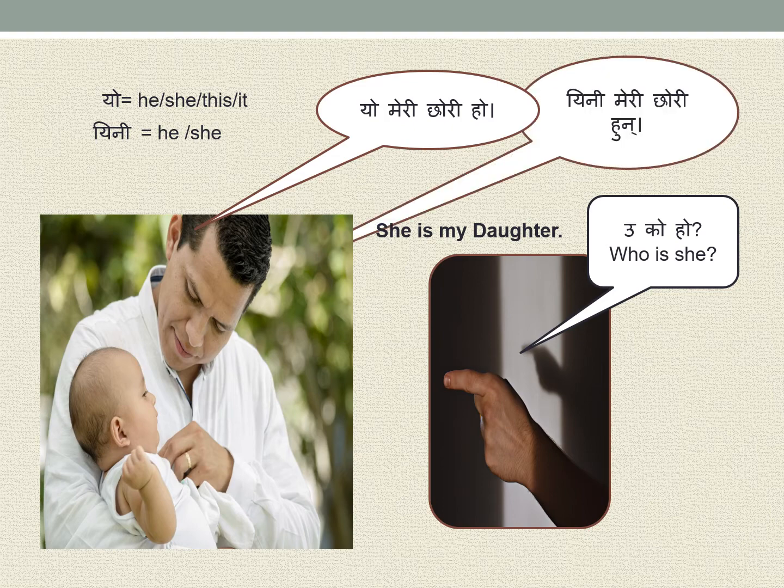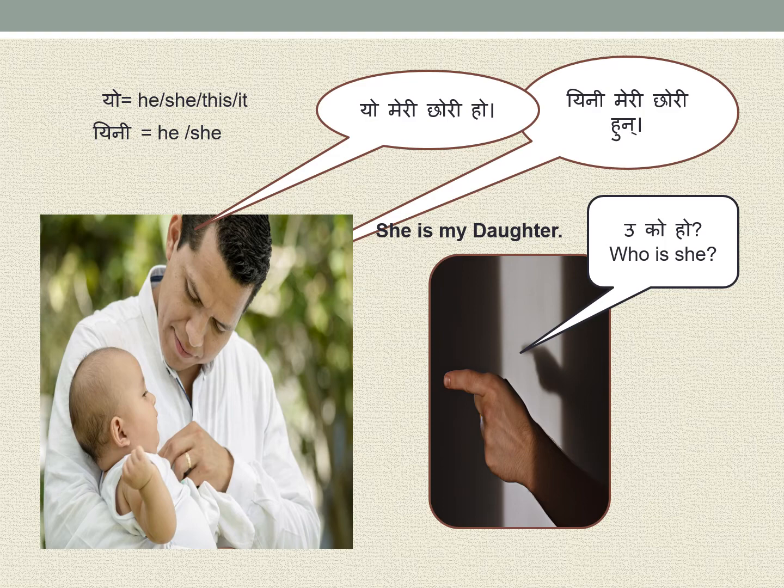Or he can answer, "Ini meri chori hun." She is my daughter. He can answer either way. Both are correct and both mean she is my daughter. But nowadays most parents use ini instead of yo to show their love to their child and teach them manners.